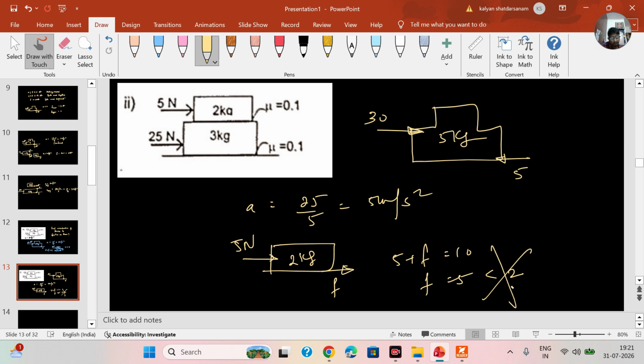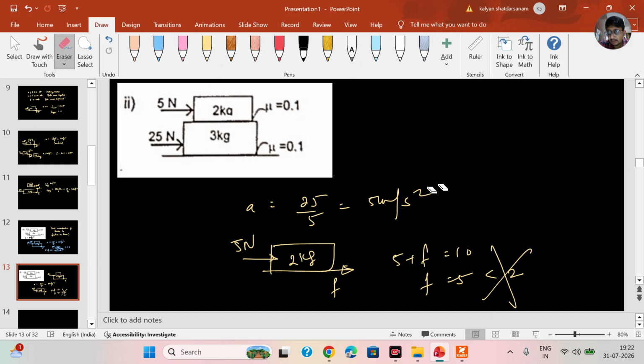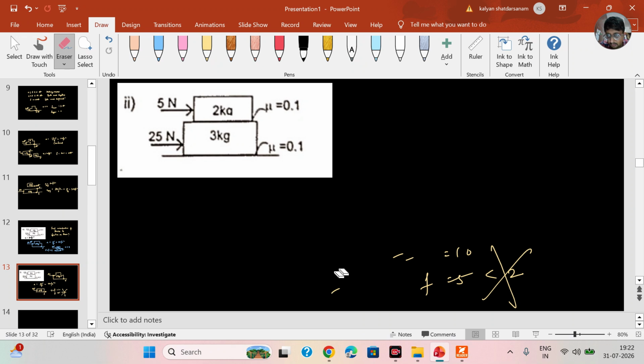Sir, is friction 2? Okay, let me calculate. I am not sure actually. Let me calculate. So one thing is clear, they move separately as you said. They won't move together.